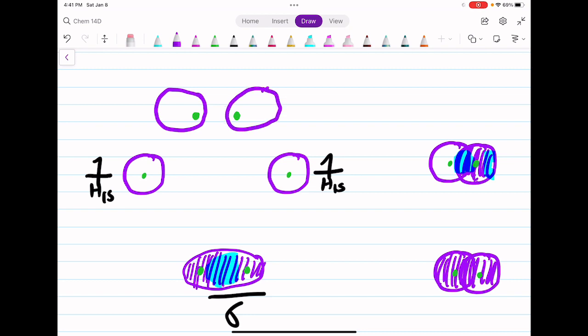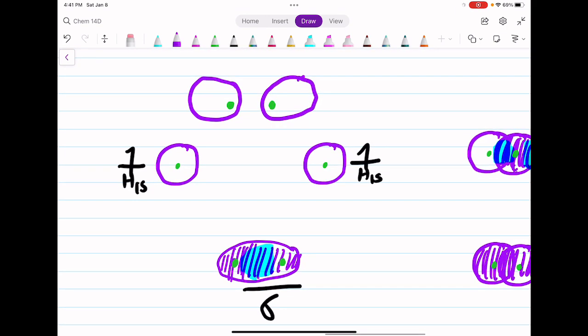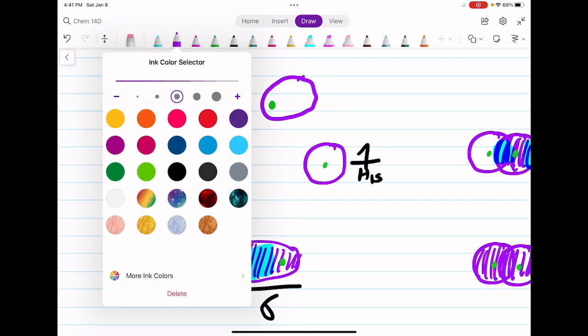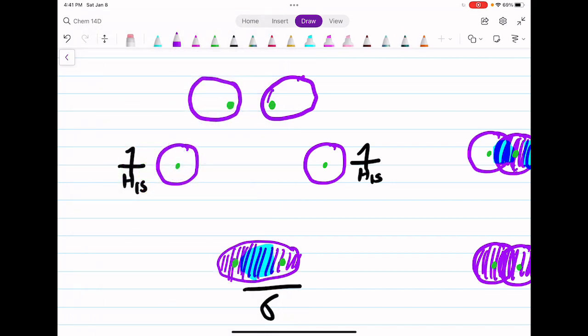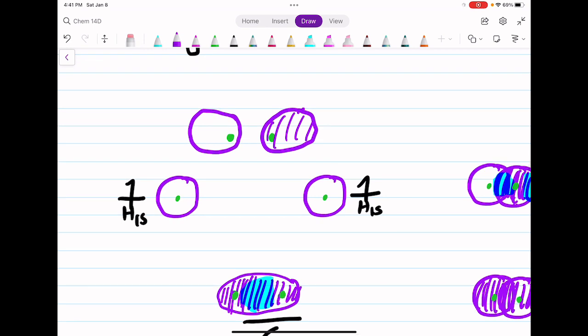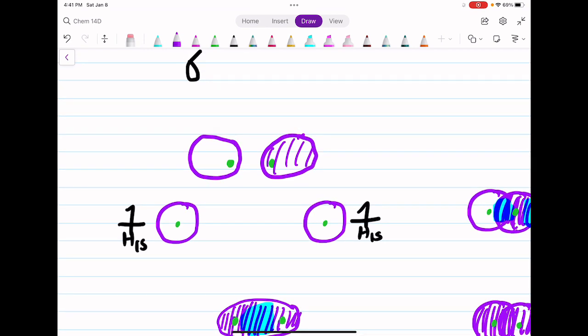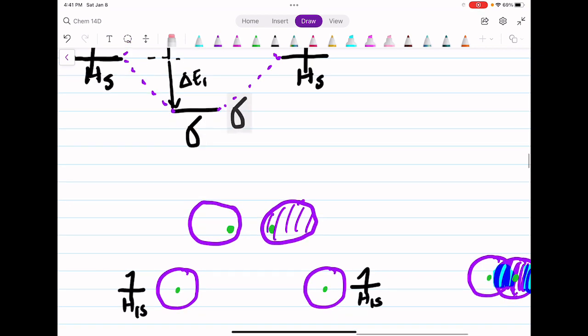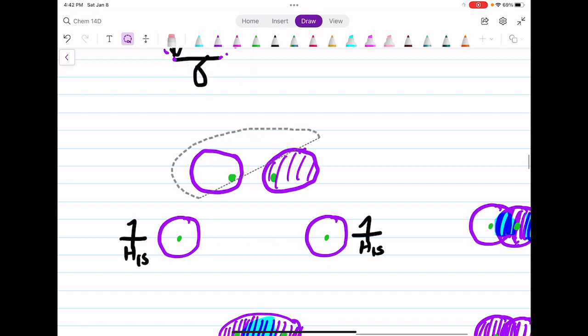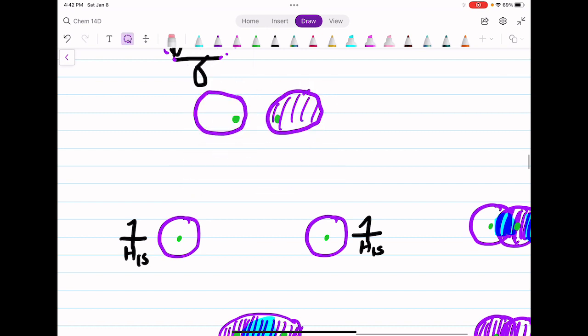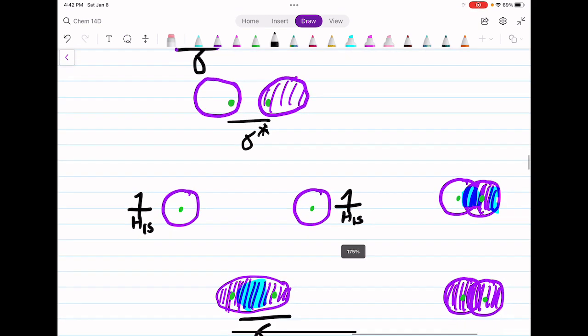Something along those lines. I'm not a perfect artist here, but now it's going to look something like this. Okay, and I guess I can include the shading, just to be consistent with what I had over here. Okay, so now I have something that looks like this. Let me move this up just a little bit. I'm going to do the same thing here. I label this sigma star, the star meaning antibonding orbital.